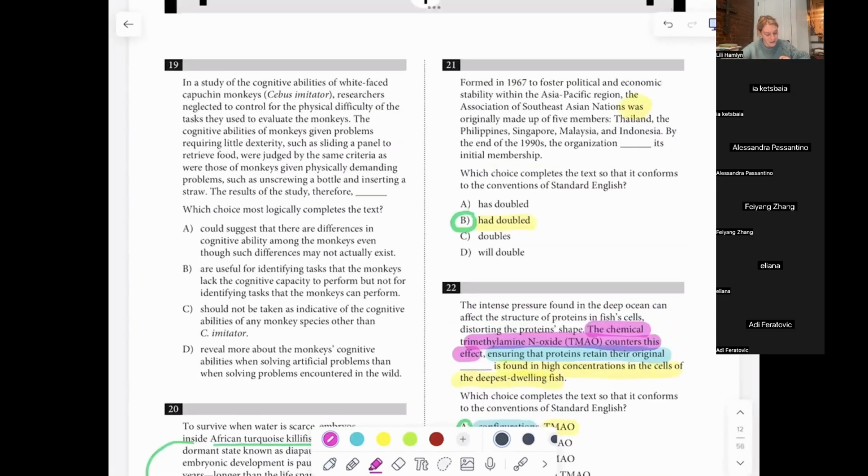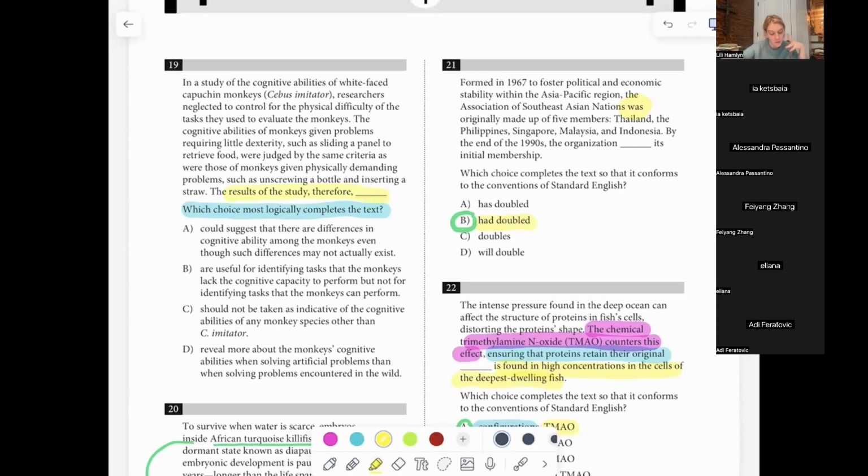All right, number 19. Yet another conclusion question. So which choice most logically completes the text? So we read first for the last sentence. The results of the study, therefore, that's not necessarily helpful, but we know we'll be looking at the results. And then we can read the whole thing.